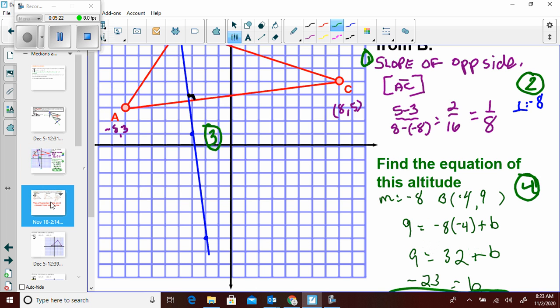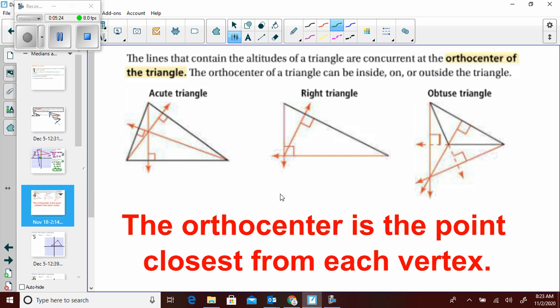Now, the orthocenter will be the intersection of all 3 altitudes. Now, there are 3 different things that happen. If it's an acute triangle, it happens inside. If it's a right triangle, it happens at the right angle. That is where the intersection is. And an obtuse triangle will be outside.